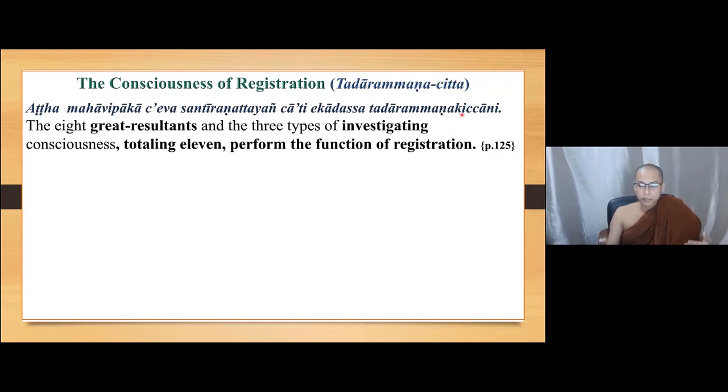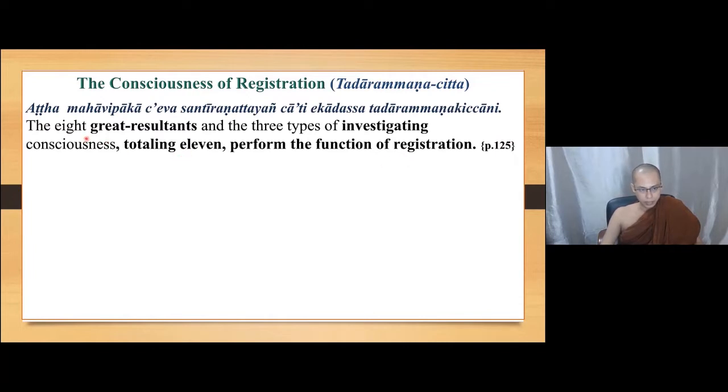This text is from chapter 3. During the study of chapter 3, we usually skip the text reading. We didn't do that here, so that the learner can catch the meaning directly. I skip the text reading many times. Okay, in the English translation, we understand that a total of 11 consciousnesses perform the function of registration, the Tadarammana-kicca. You can check it on page number 125 of the Comprehensive Manual of Abhidhamma.